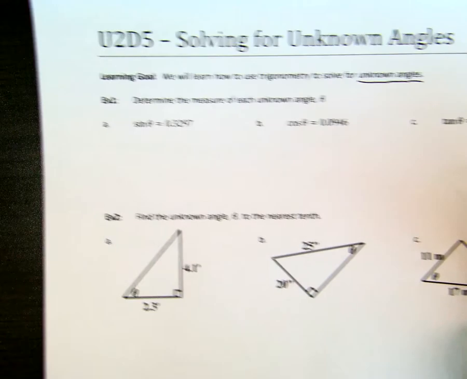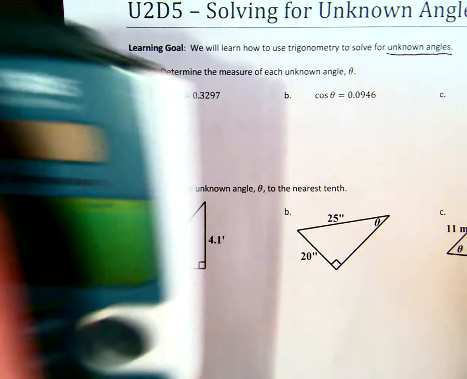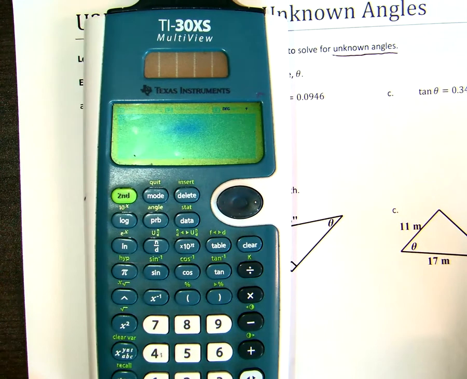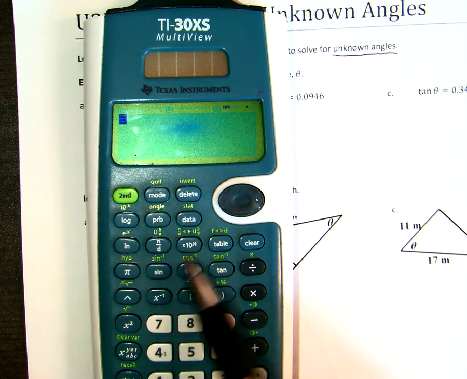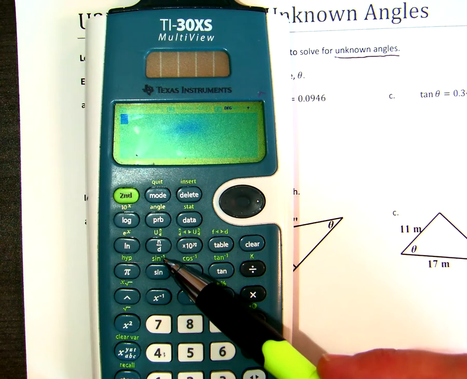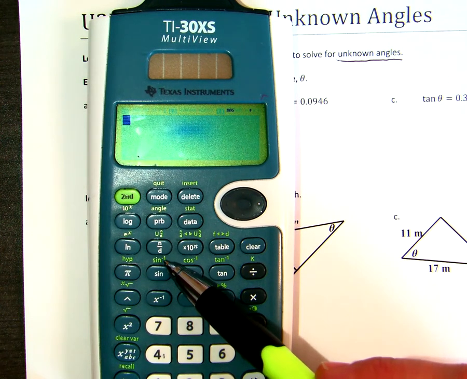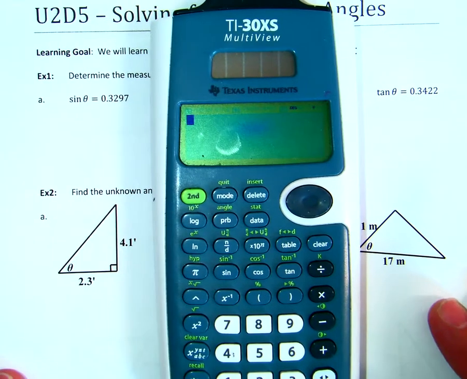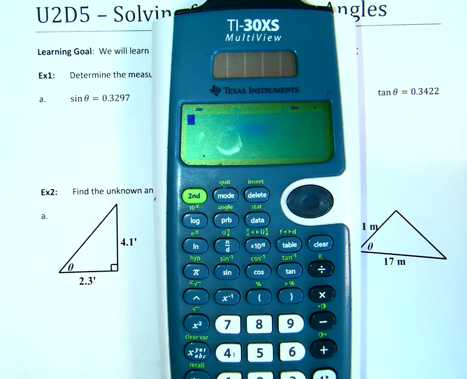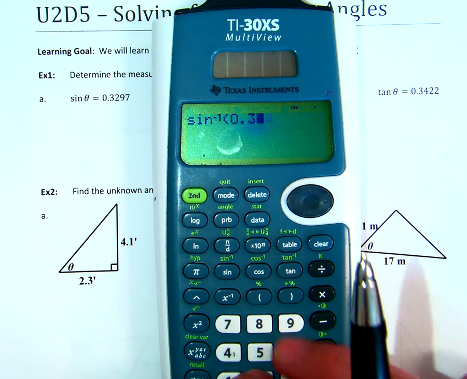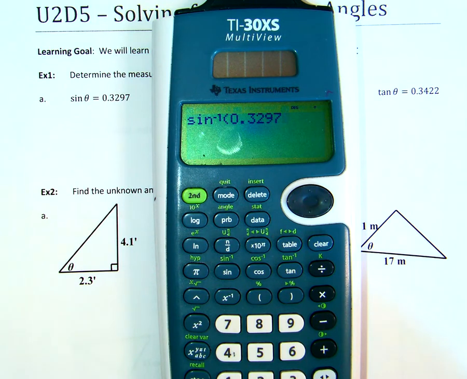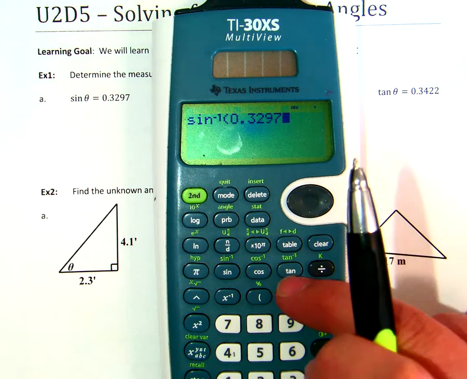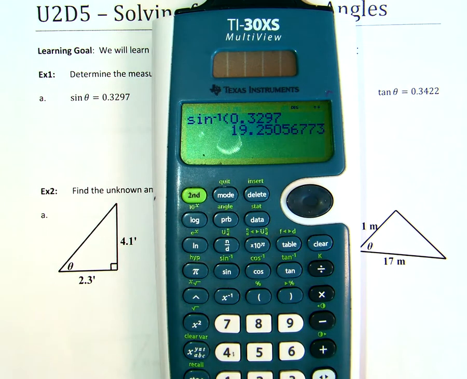So on my calculator, right above my sine button, it looks like it has an exponent of -1. That's actually called the inverse sine. So to work out the first one, I press second function, yours might be shift, second function sine, and then I type in that number, 0.3297. You might have to close the bracket on your calculator. Hit enter, and that will tell you the angle.